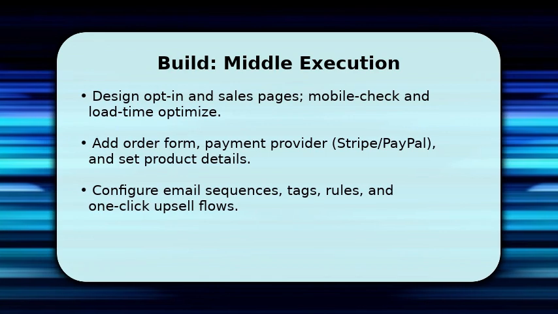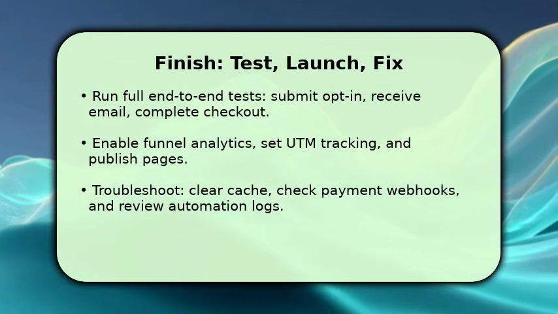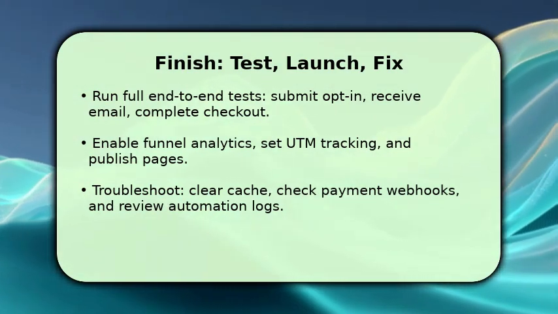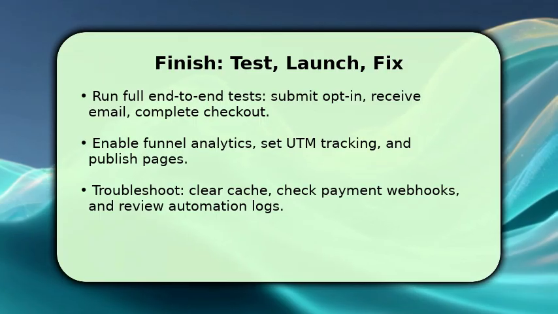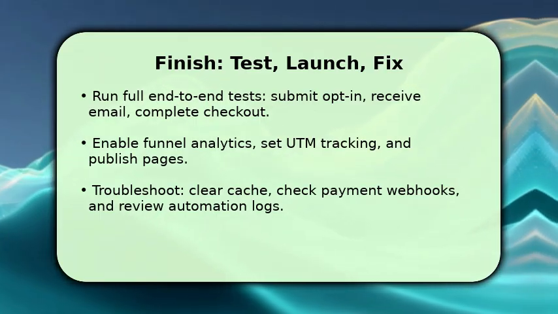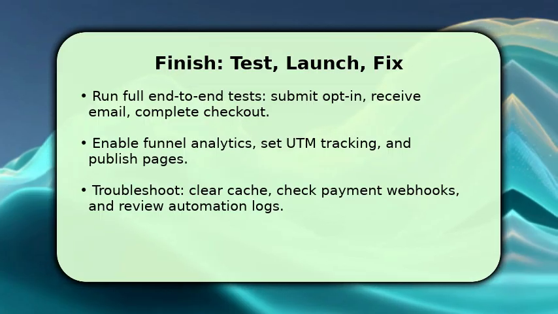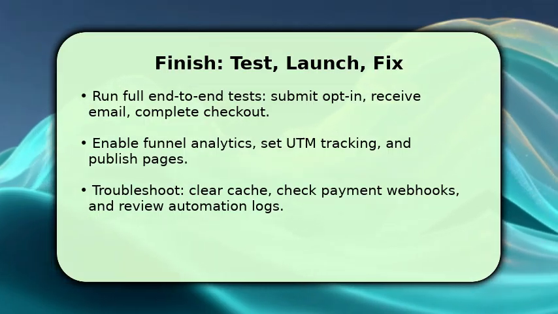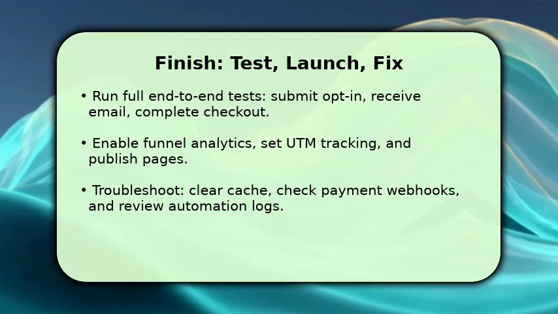Finish by testing every link and step exactly like a visitor. Submit the opt-in, confirm the autoresponder email, and complete a test purchase so receipts and product access work. Once verified, enable funnel analytics and add UTM tracking for campaigns, then publish and start traffic.